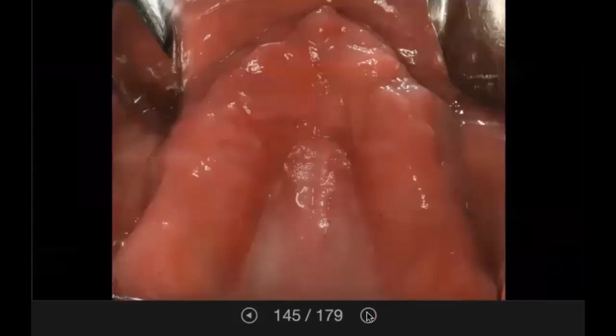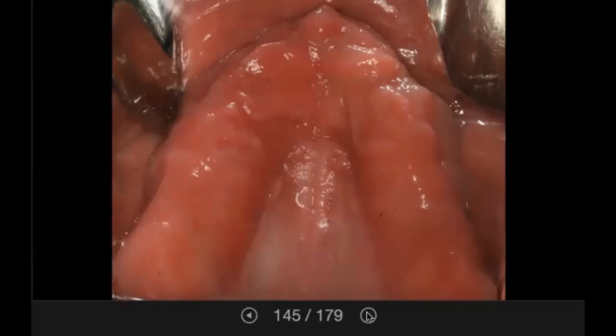Here's the maxilla prior to surgery. Note the V-shaped ridge and deep palatal vault. His remaining root tips were extracted prior to surgery to allow for hard and soft tissue healing of the surgical sites prior to implant placement.